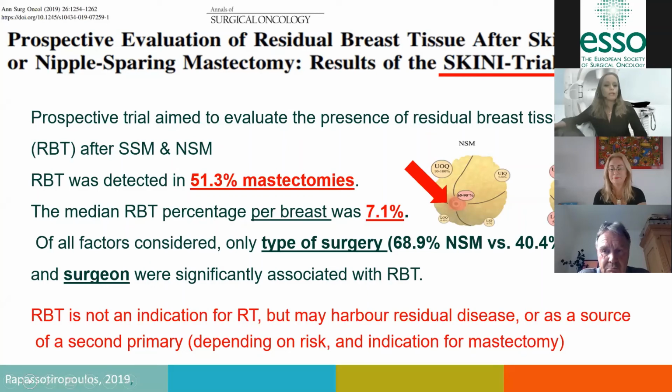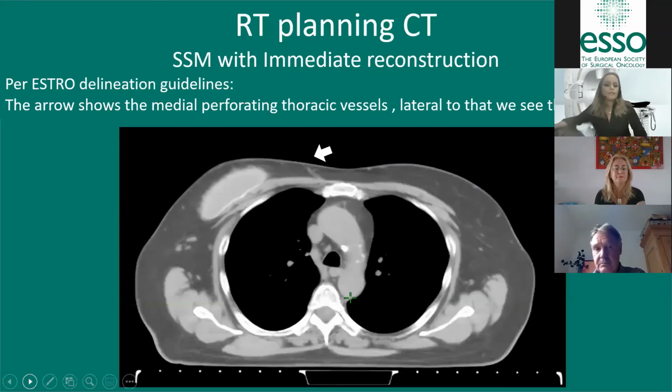And we need to remember that glandular tissue itself is not an indication for post-mastectomy radiation, but it may harbor residual cancer cells or be a source of a secondary primary. And this is from a radiation oncology view. This is a CT simulation for planning the radiation in a patient that underwent skin sparing mastectomy with immediate reconstruction. And per ESSO guidelines, we consider the target volume of the breast tissue to be the tissue that is lateral to the perforating thoracic vessels.